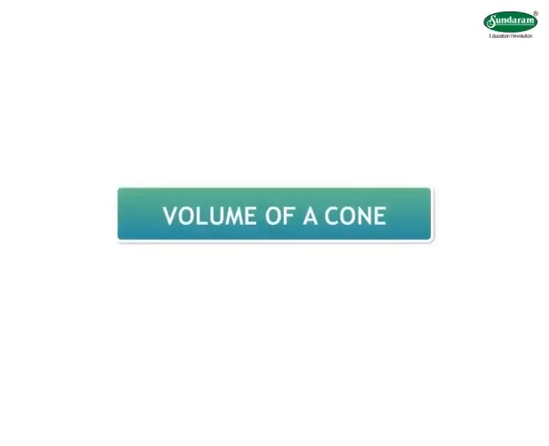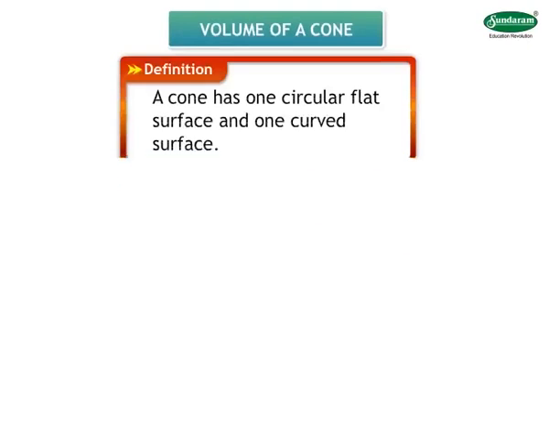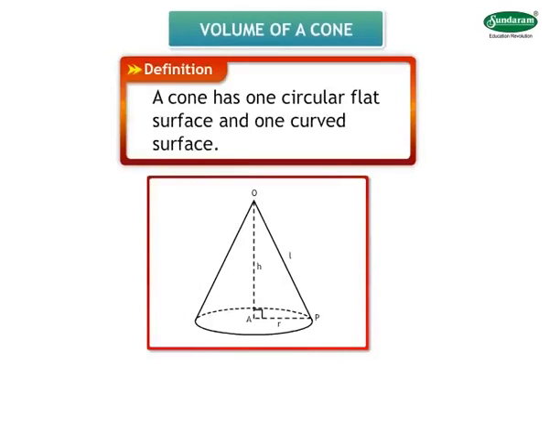Let us learn to find the volume and the total surface area and the curved surface area of the cone. What is a cone? A cone has one circular flat surface and one curved surface. In the figure, segment OA is the height, segment AP is the radius, and segment OP is the slant height of the cone. As there is a right angle formed between the radius and the height of the cone, we can say that the volume of the cone is equal to 1 upon 3 into area of the base into height, which we can say as the volume of a cone is equal to 1 upon 3 into pi r square h, where r means radius and h means height.